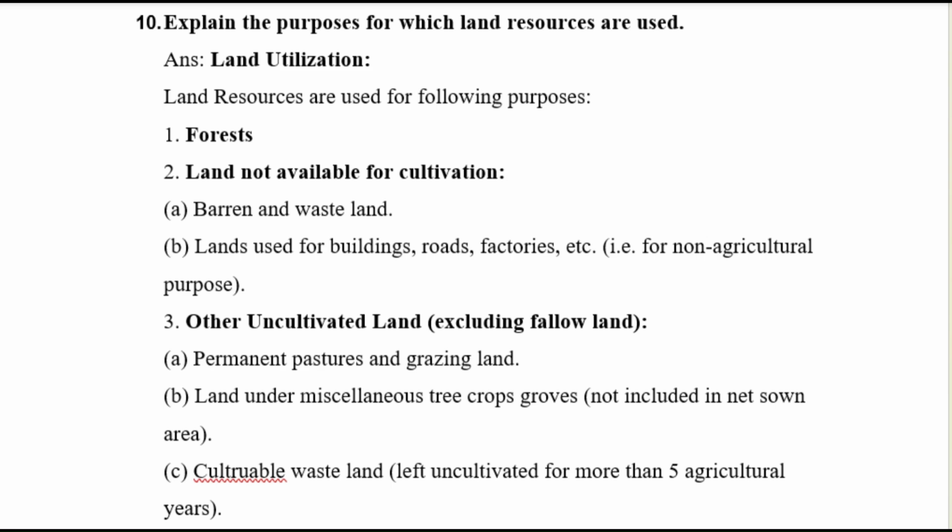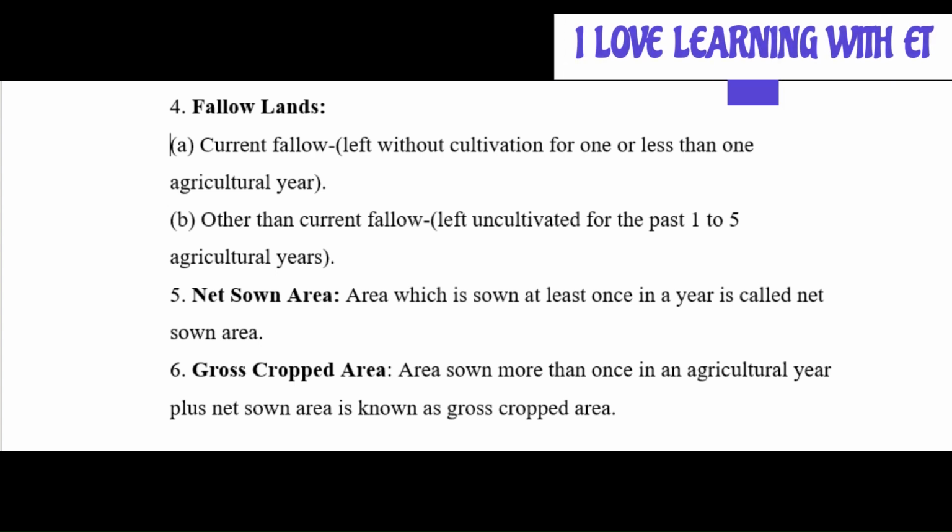A. Permanent pastures and grazing land. B. Land under miscellaneous tree crops, groves, not included in net sown area. C. Cultivable wasteland, left uncultivated for more than 5 agricultural years. 4. Fallow lands. A. Current fallow: left without cultivation for 1 or less than 1 agricultural year. B. Other than current fallow: left uncultivated for the past 1 to 5 agricultural years.